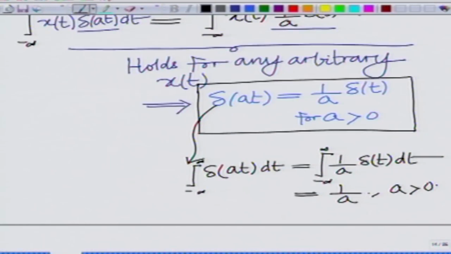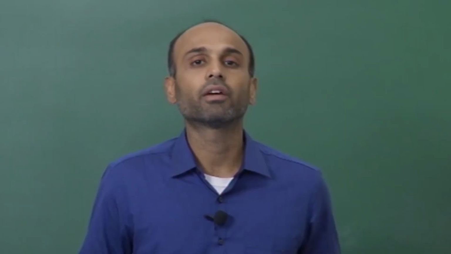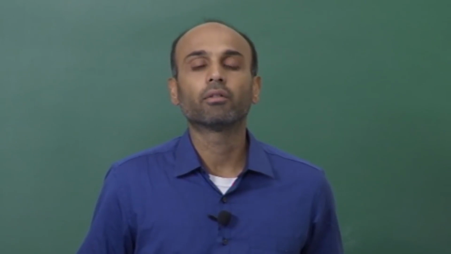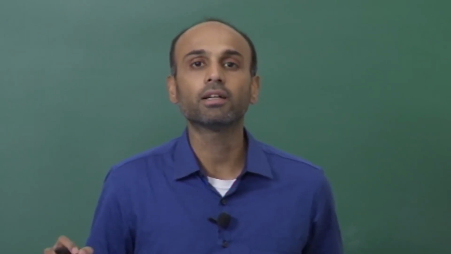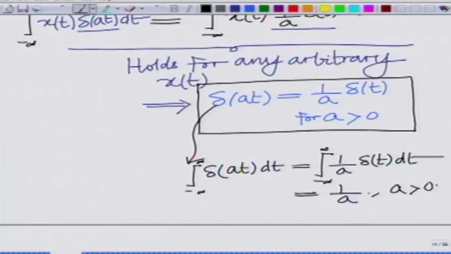Okay, so that can be immediately shown. Delta a t, if a is greater than 0, is simply 1 over a delta of t, where delta t is the impulse function. Okay, all right. Let us proceed on to the next example, which is even more interesting.